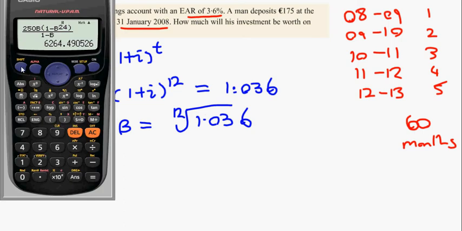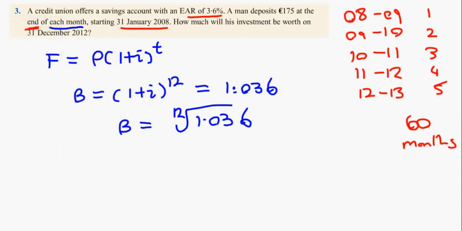So what we get here is the 12th root of 1.036, and what we get there is 1.00295. Okay, so we're going to press Shift, star, and store this as b.